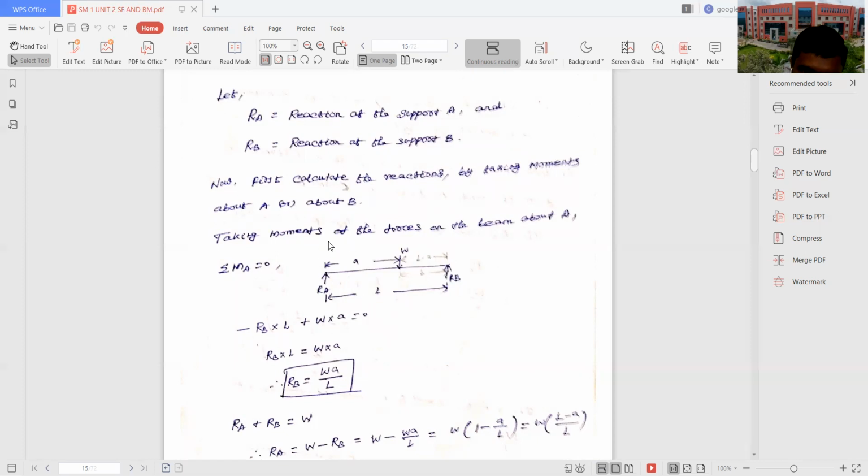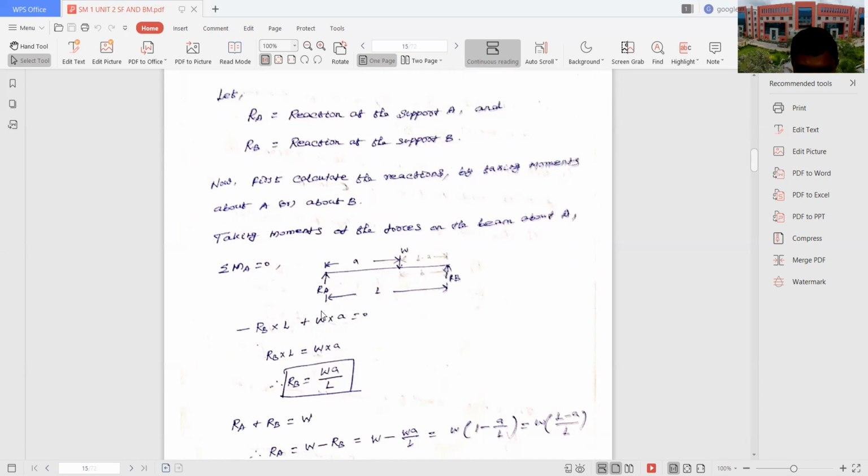So here at section A, RB into distance L, then here you can see towards the A it's looking like a clockwise, so W plus W into distance is A, so which is equal to 0. Okay, so RB into L plus minus RB into L plus W into A will be equal to 0. Therefore RB into L is equal to W into A, RB equal to WA by L.